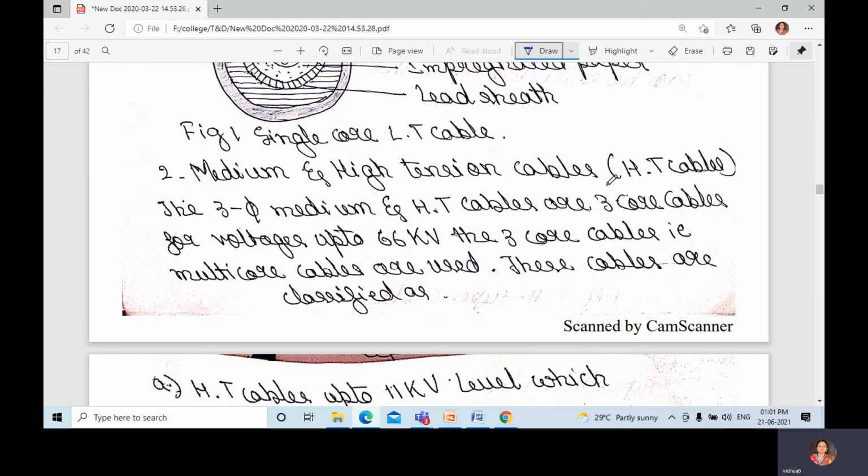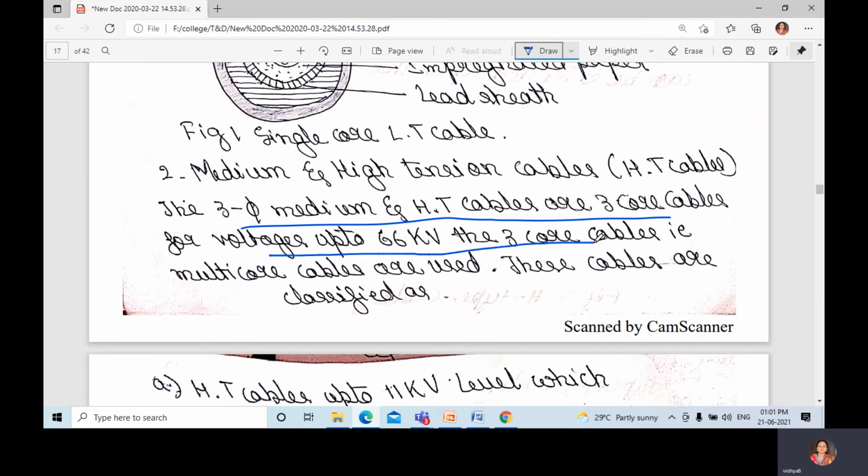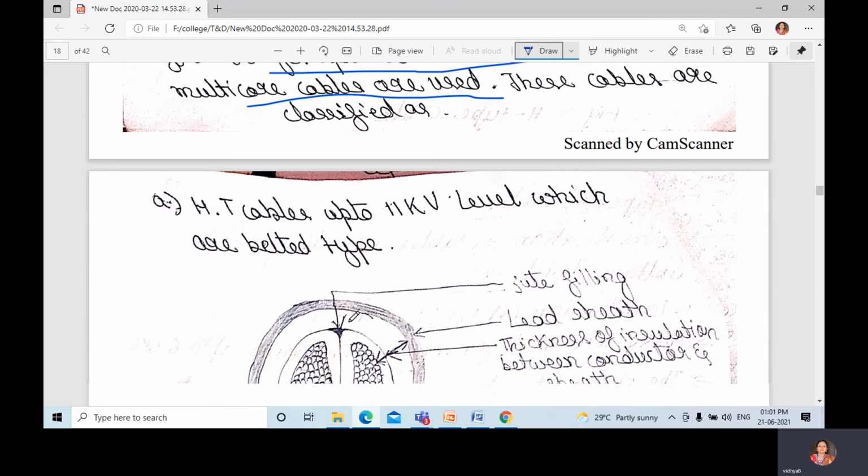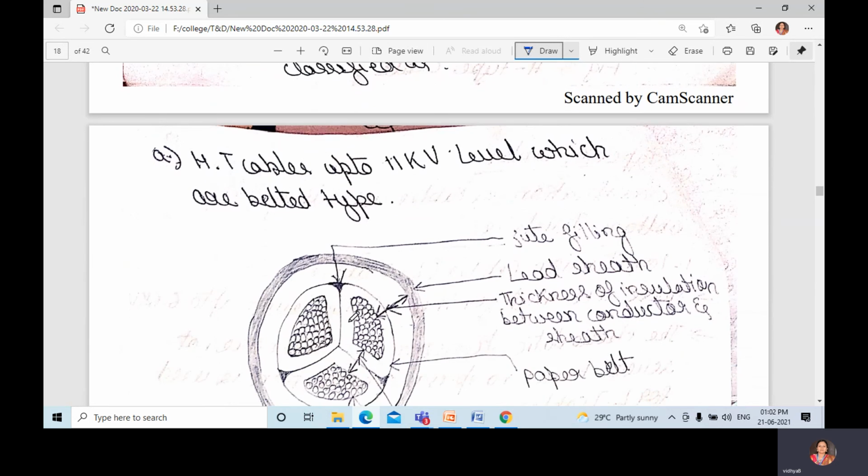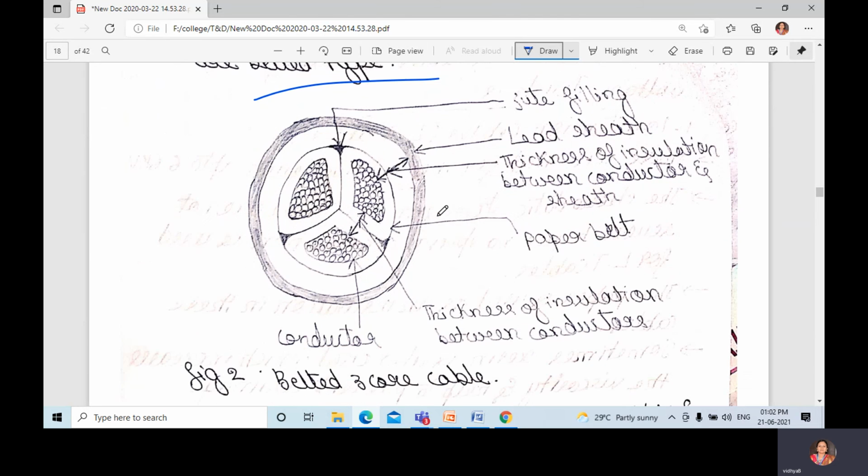Next are the medium and high tension cables. These three-phase medium and high tension cables are three-core cables for voltages up to 66 kV. The three-core cables, that is multi-core cables, are used. These cables are classified as ST cables up to 11 kV level, which are belted type. Belted type means, you can observe the figure here. These are the stranded cores and they are divided into three.